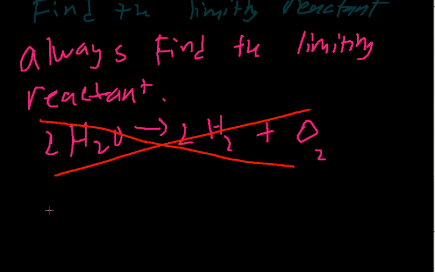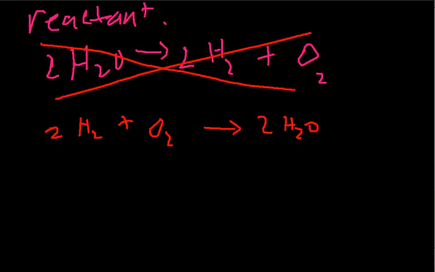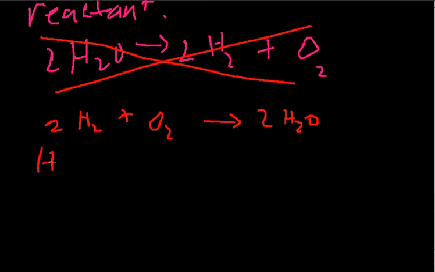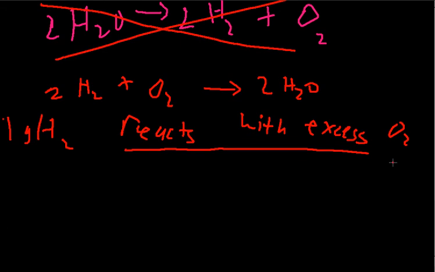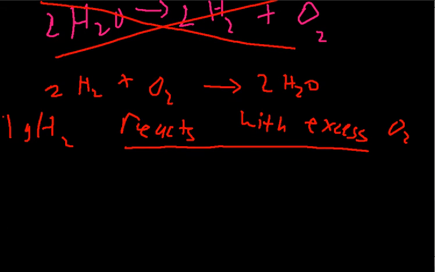Also, if the equation looked like this, and they were to give you, for example, 1 gram of hydrogen reacts with excess oxygen. This "excess" implies that you have excess oxygen. Then you don't need to find the limiting reactant.